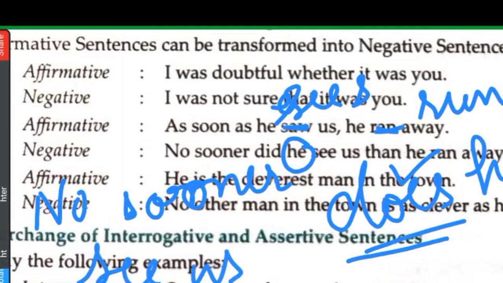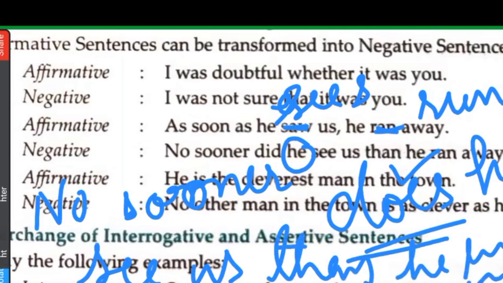No sooner does he see us than he runs away. That will remain the same. That will 101% remain the same.